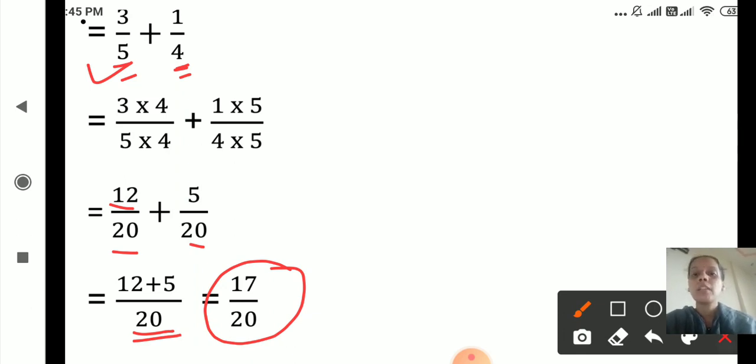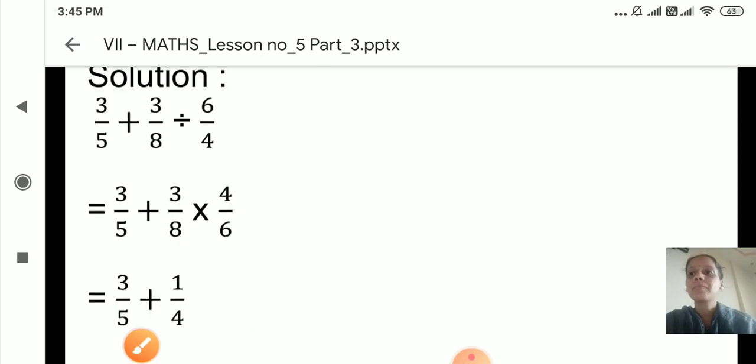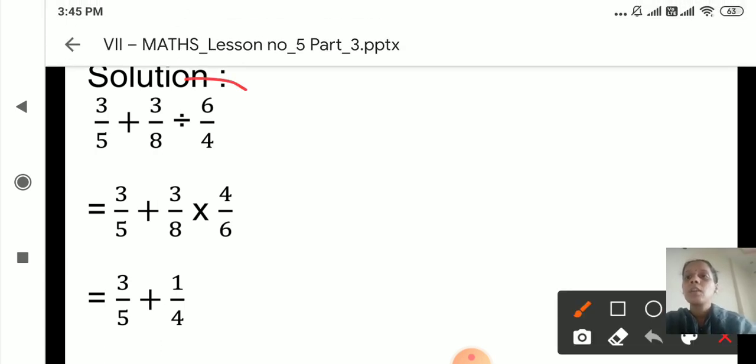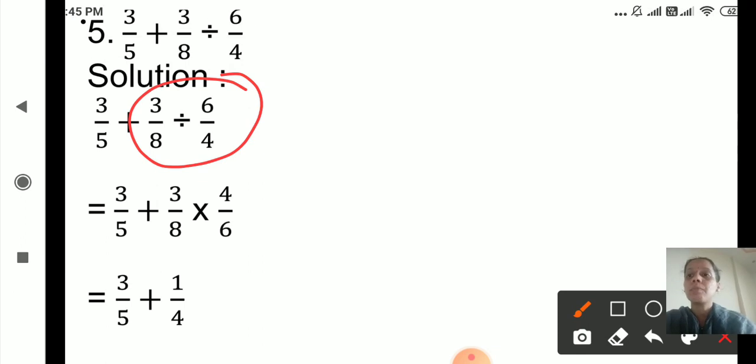So what we did in this sum, 3 upon 5 plus 3 upon 8 divided by 6 upon 4, which is given in the question. First we will do the division. Once we complete the division, we will get the answer, that is 1 upon 4, right? Now we have 3 upon 5 plus 1 upon 4. Now we will do the addition of rational numbers. You have studied addition of rational numbers. How will you do addition of rational numbers? We will make the denominators equal by cross multiplication, right?